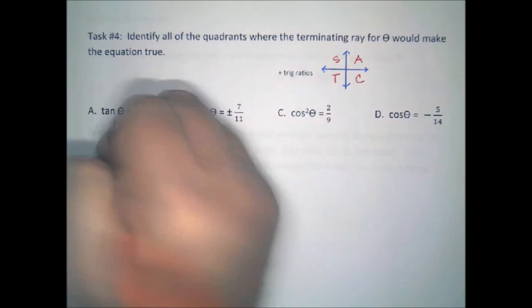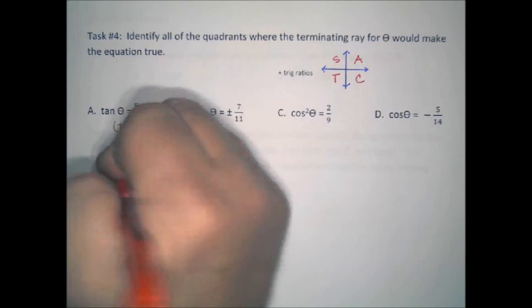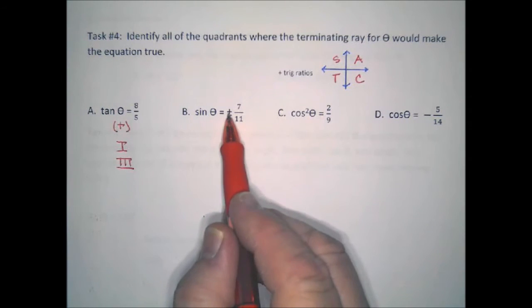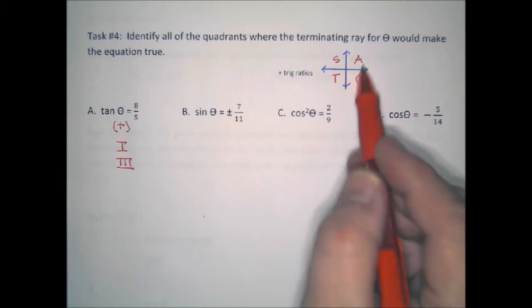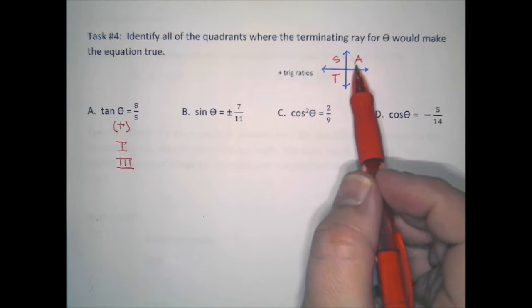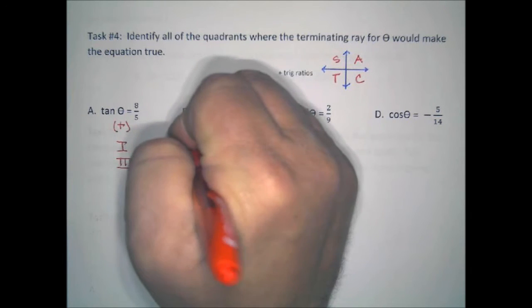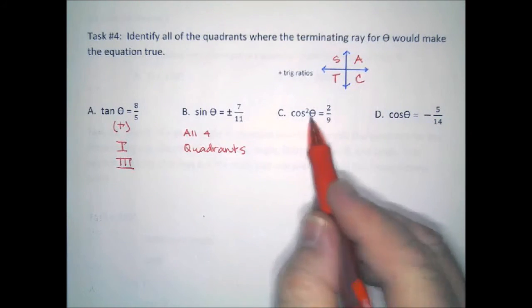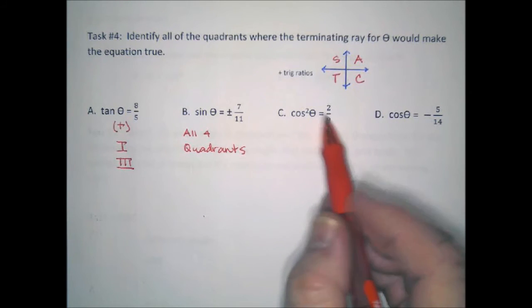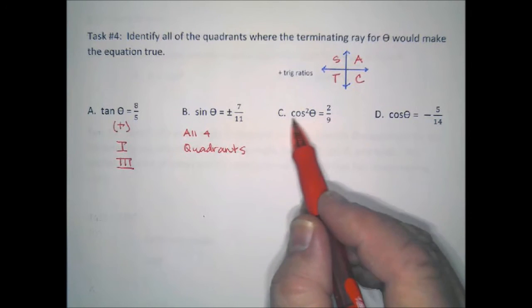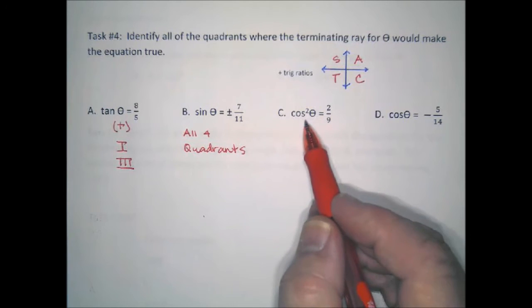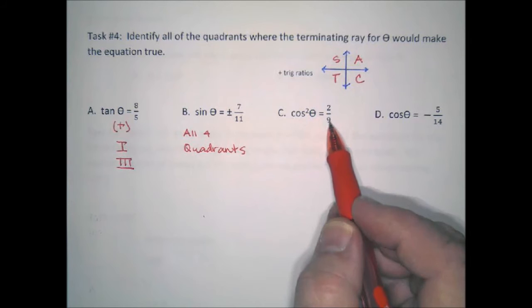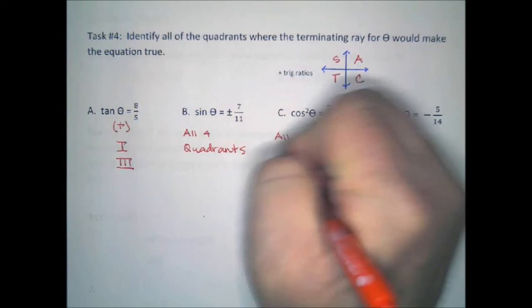Well, it might be in quadrant 1 because everything's positive in quadrant 1, but it also might be in quadrant 3 because tangent is positive in quadrant 3. Now, sine theta equals plus or minus. Well, that just means it could be anywhere because there are 2 quadrants where sine is positive, but then there are 2 quadrants where sine is negative, so all 4 quadrants. Now, cosine squared theta equals 2 over 9. Well, this is kind of the same thing because this is the same notation as cosine theta quantity squared, and anytime you square anything, it's a positive answer. So if I square rooted it, it could have been positive, but it could have been negative. So we're back to all 4 quadrants.